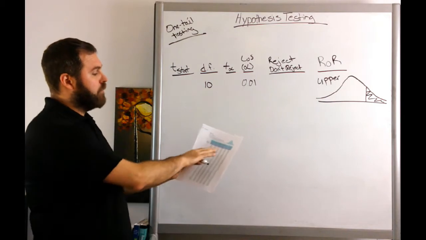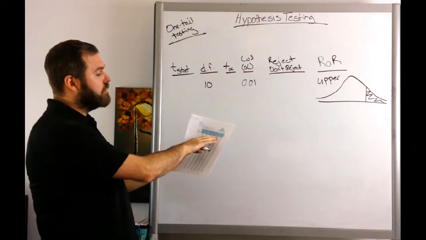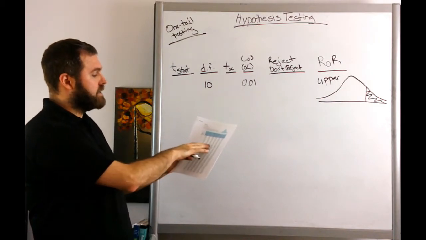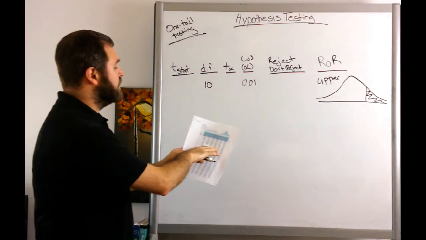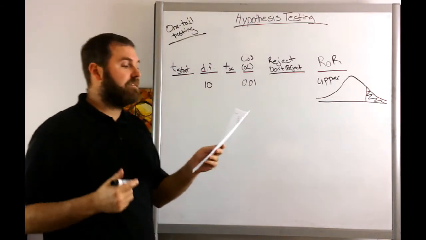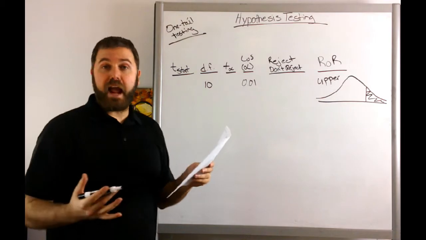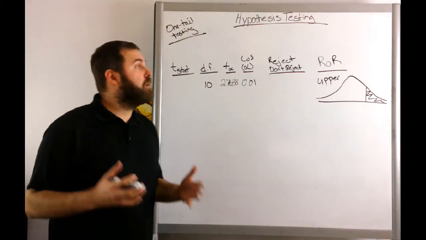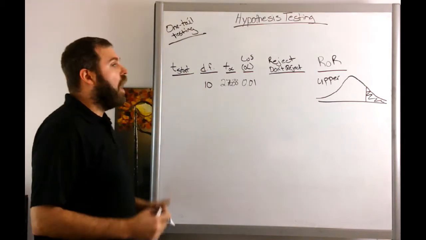So on our t-table, we look up the upper tail value of 0.01 at 10 degrees of freedom, which gives us a critical value of 2.7638. So now let's say we have a t-stat of 2.39.